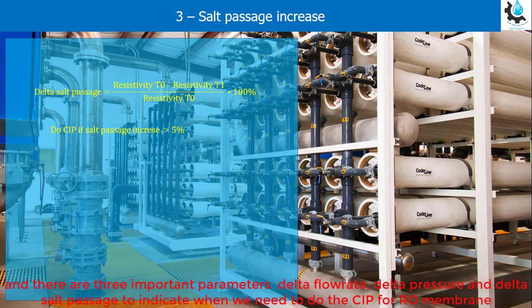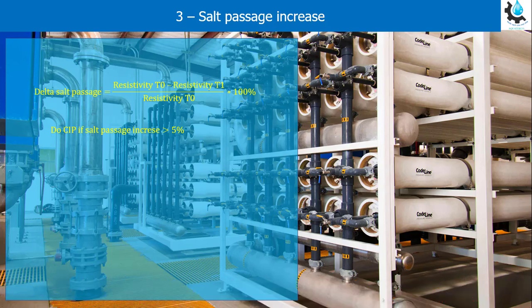And there are three important parameters, pressure, flow rate, and salt passage, to indicate when you need to do the CIP for RO membrane. See you in the next lesson.